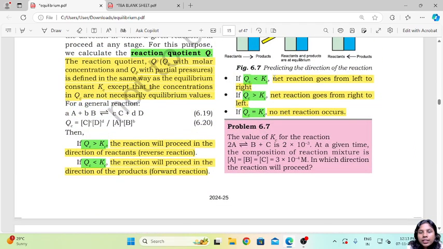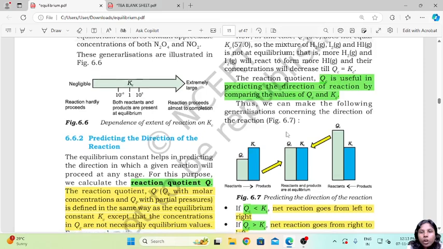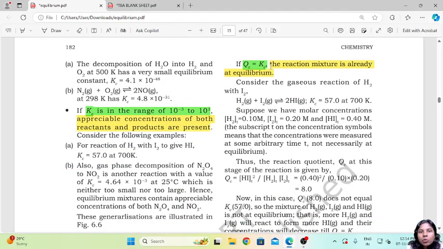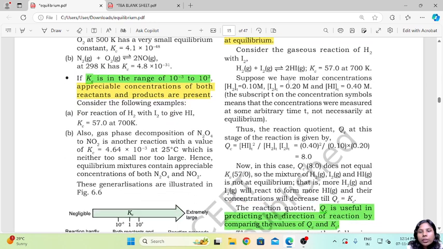So three major generalizations. First, if Qc is greater than Kc, the reaction goes in the backward direction, that is, more towards the reactant side. If Kc is greater than Qc, the reaction goes in the forward direction, that is, more towards the product side. And if Qc and Kc are equal, the reaction mixture has already attained equilibrium. Now let's consider the gaseous reaction of H2 with I2. Say we have H2 gas plus I2 gas, okay. It reacts to give hydrogen iodide. Its Kc value is 57 at 700 Kelvin.